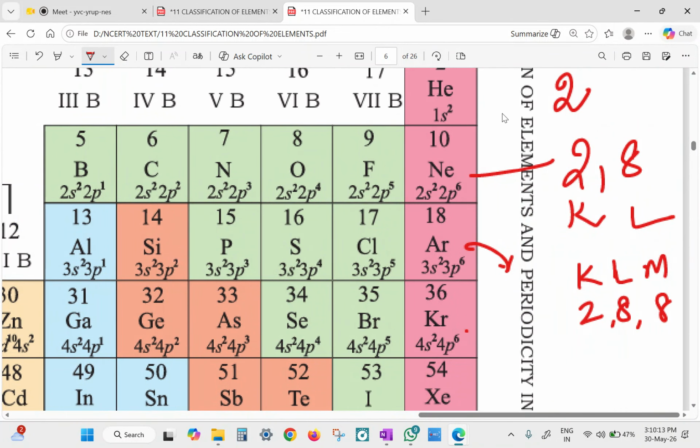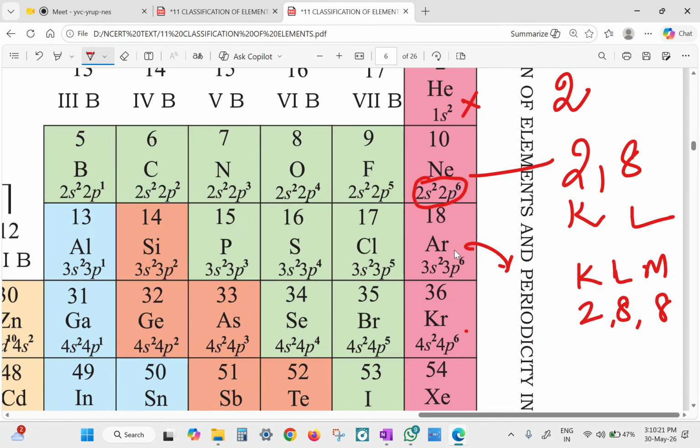Just see, leave the helium, but look at this. Isn't it 2s2 2p6 for neon? Yes. And look at argon. Isn't it 3s2 3p6? Then 4s2 4p6. Sorry, I was reading it as 2. It's 2s2 2p6, 3s2 3p6, 4s2 4p6. So xenon should have what? 5s2 5p6. That's all.